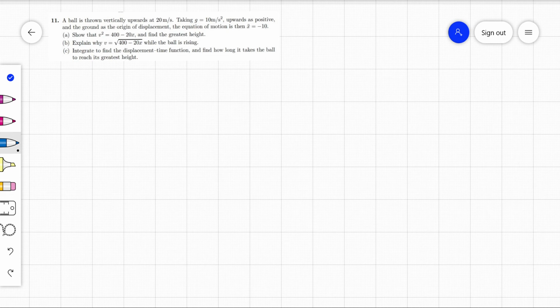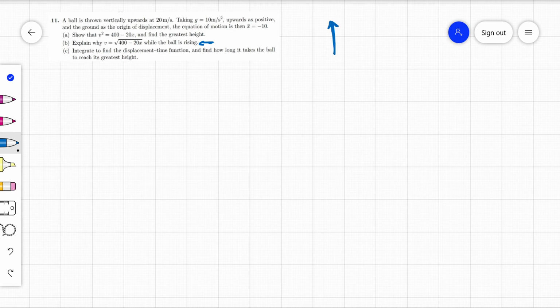So here we've got a ball thrown vertically upwards at a velocity of 20 meters per second. So it's going vertically upwards. So when you get to that second one, it's why are we taking the positive square root and not the negative square root? Because we're saying that the ball is thrown vertically upwards.